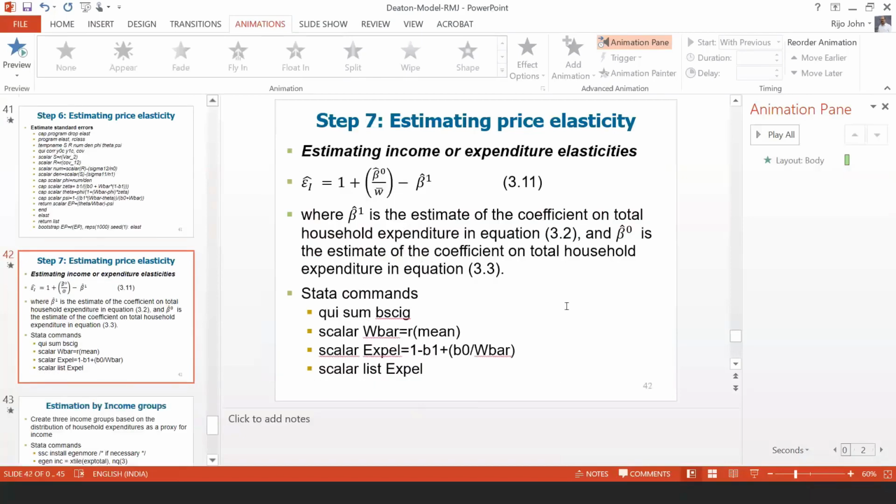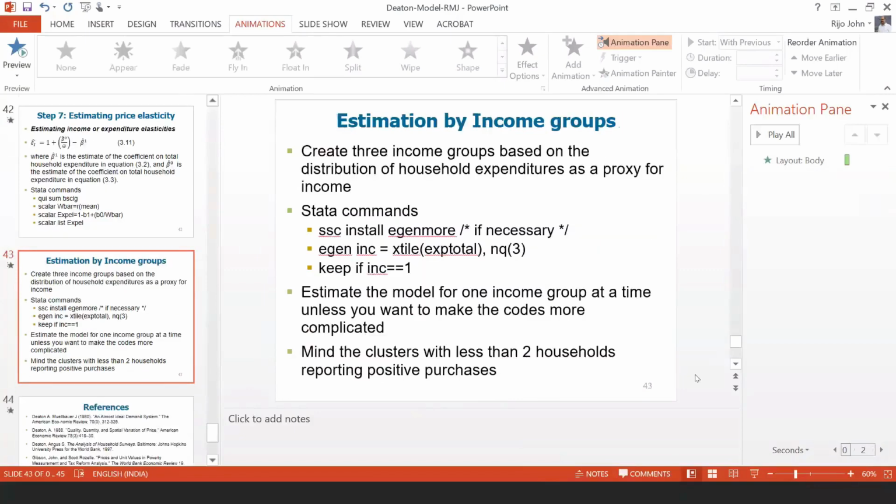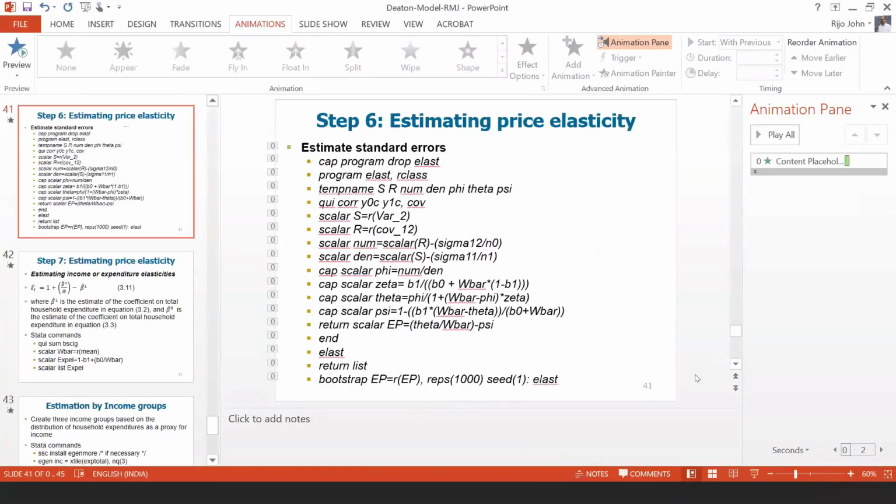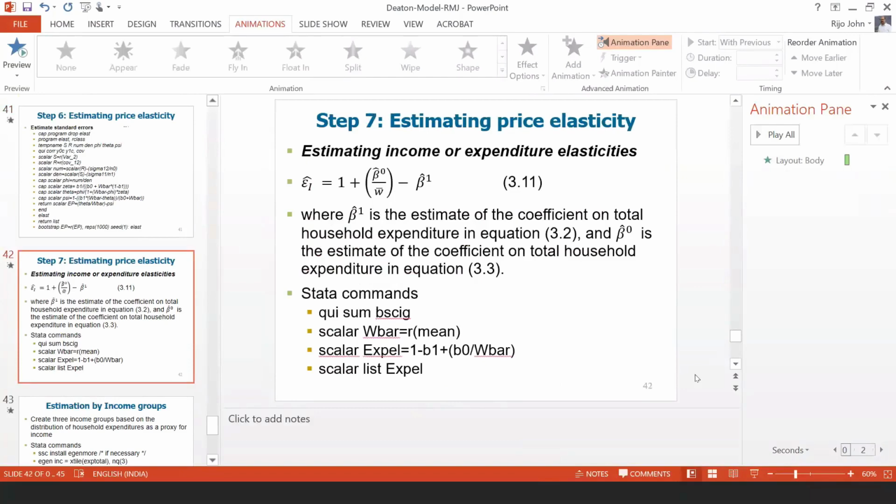That is the idea. Now, estimating income or expenditure elasticity is the last step, where beta 1 is the estimate of the coefficient on total household expenditure in equation 3.2, and beta naught is the estimate of the coefficient on total household expenditure in equation 3.3, and the Stata commands are given here. These are very straightforward. You can estimate the EXPEL, which is the expenditure elasticity of quantity. You can use the same program to derive the standard errors associated with the expenditure elasticity also. We have provided this in the toolkit. I'm not repeating it here.